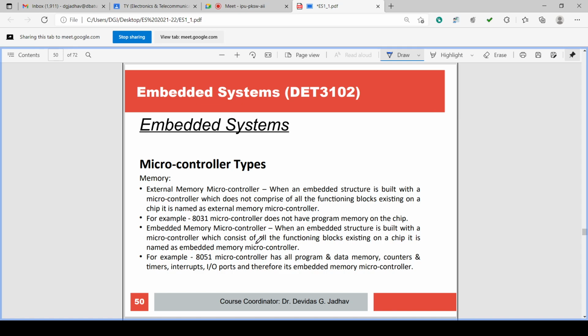Okay. External memory microcontroller: the embedded structure is built with a microcontroller which does not comprise functioning blocks existing on the chip, which is named external memory. So memory and other functional blocks are external to the microcontroller. In embedded memory microcontroller, memory and other functional blocks are internal on the same chip. Examples: 8031 is an external memory microcontroller requiring 64K external memory to be interfaced, and 8051 has internal memory on the same chip.